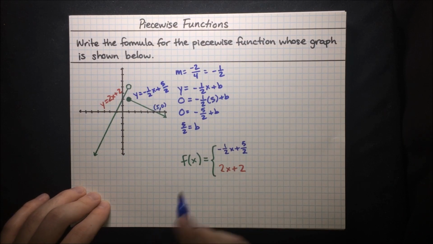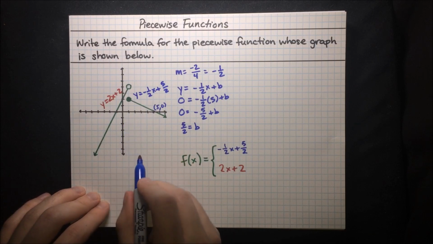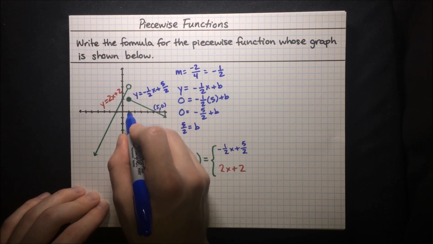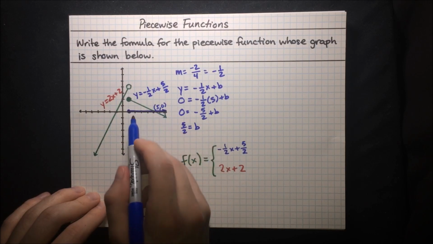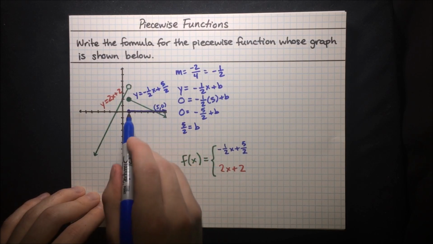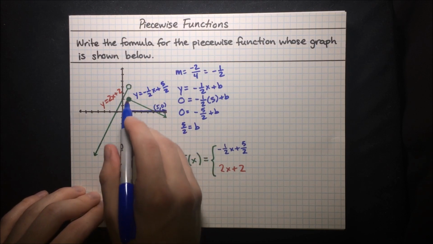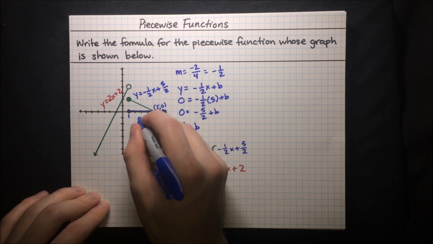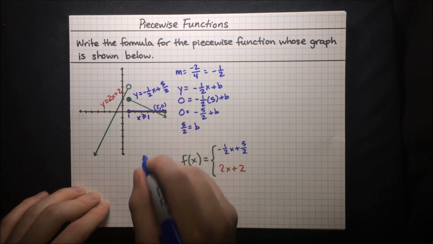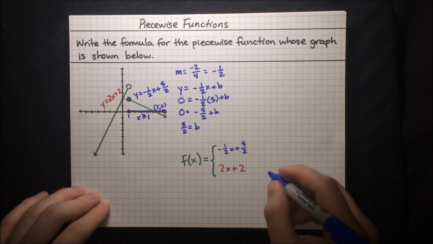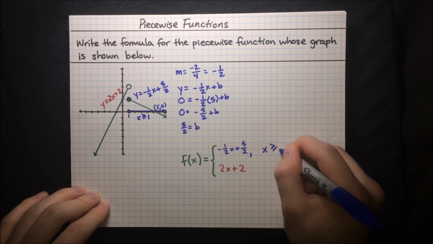Why don't we look at this negative a half x plus 5 halves first? So that corresponds to the x that go from here onwards. So that's all of the x's that are greater than some point. What point is that? That's 1. But it can also be equal to 1 because that's a closed circle. So this is the region x is greater than or equal to 1. So that's what we'll use as our rule here. This rule applies when x is greater than or equal to 1.